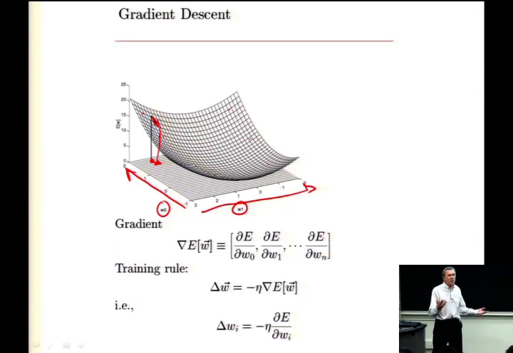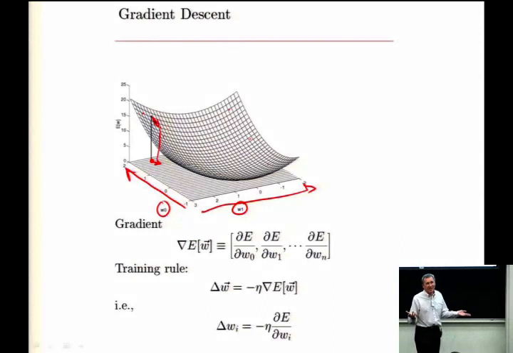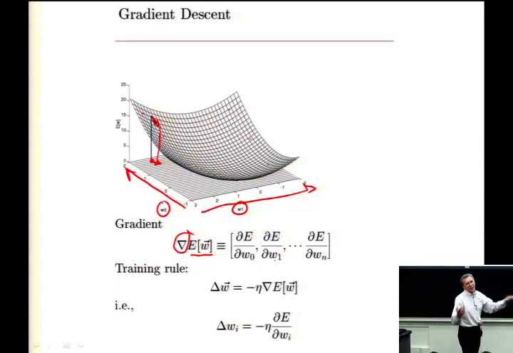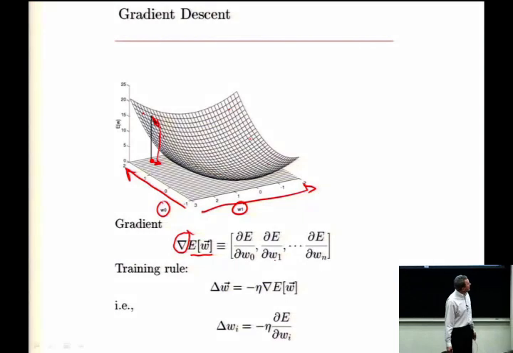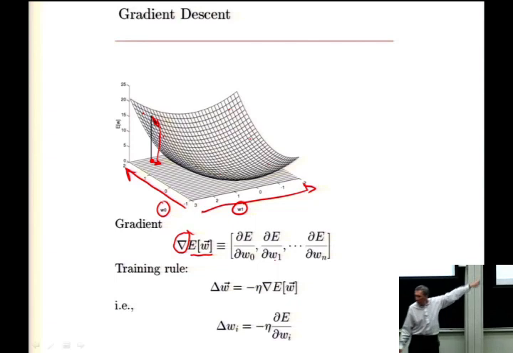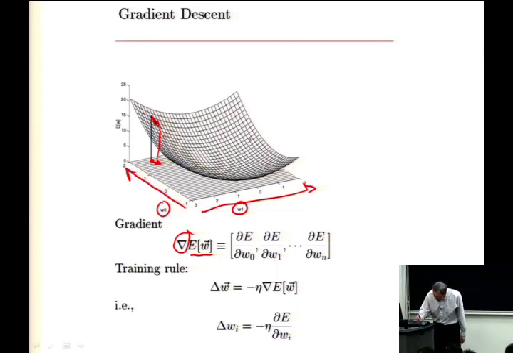How do we know that? That's what the derivative is. In fact, the gradient of the error function that we're trying to optimize is just the vector of derivatives of that function with respect to each of our W's. So it's a vector of derivatives, and that gives us a direction. We move in that direction. We move each of our W's in the direction of the gradient.